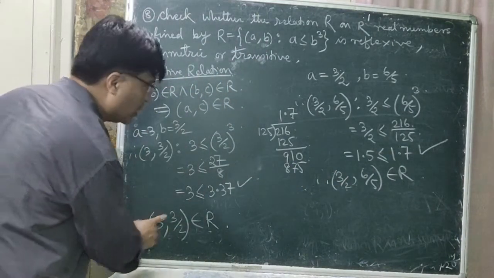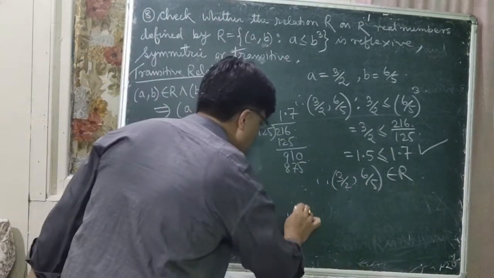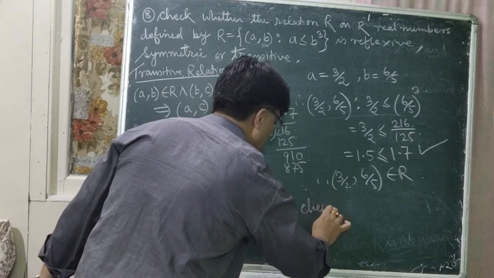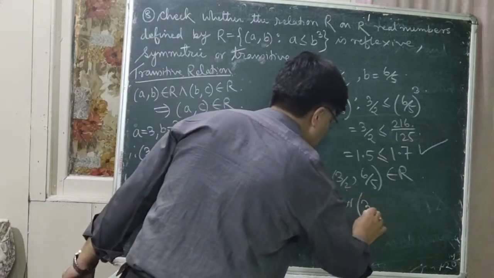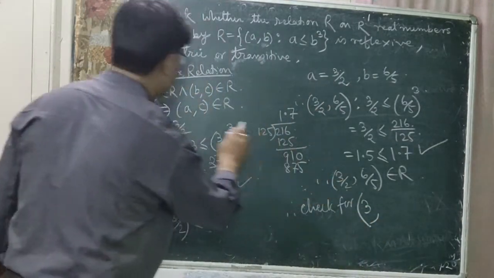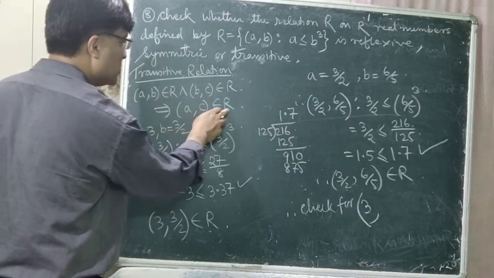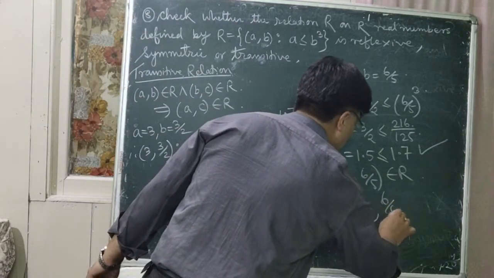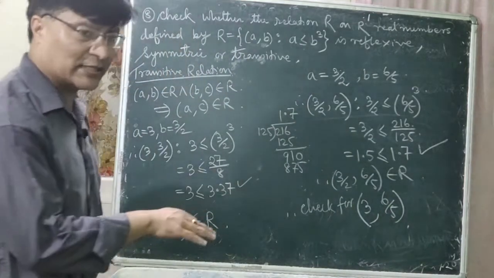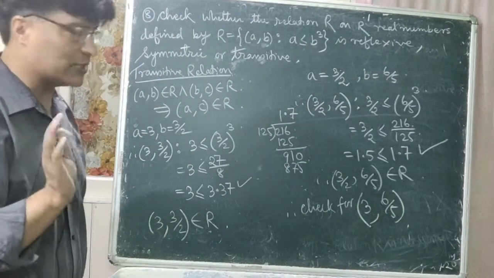Now check for 3 comma 6 by 5. This is 3 comma 3 by 2, 3 by 2 is same, B same. Now A comma C should belong to the relation R. So 3 comma 6 by 5 should belong to the relation R. Then it is transitive. Otherwise, it is not transitive.